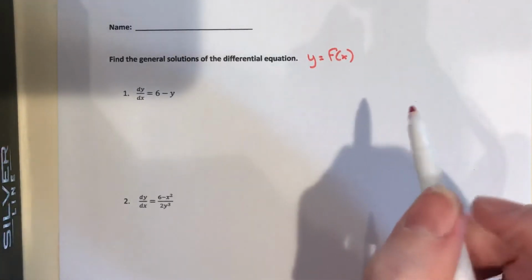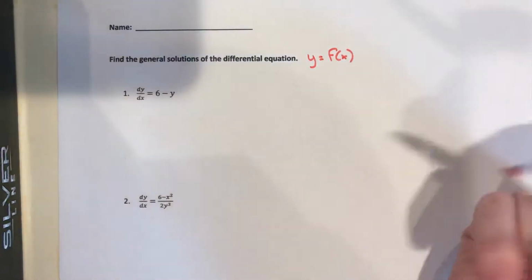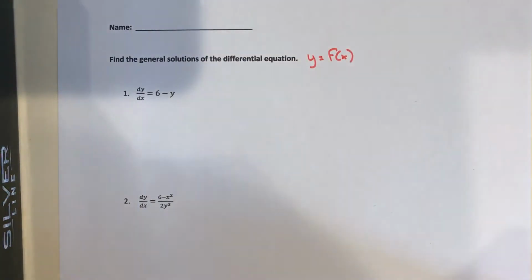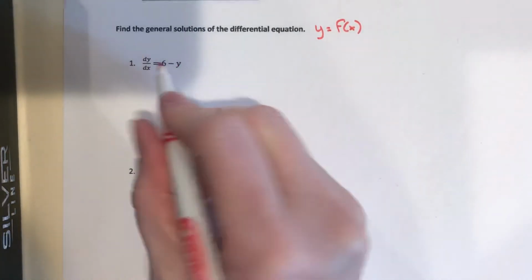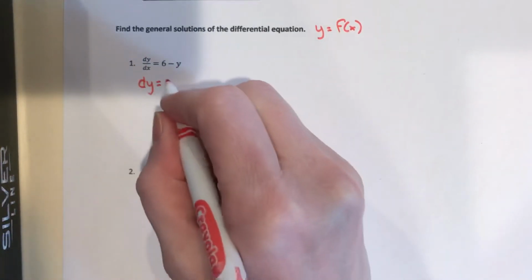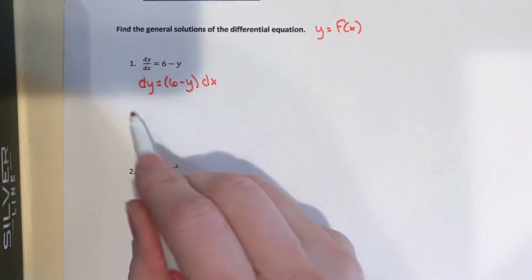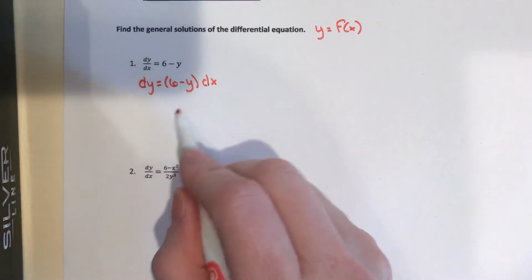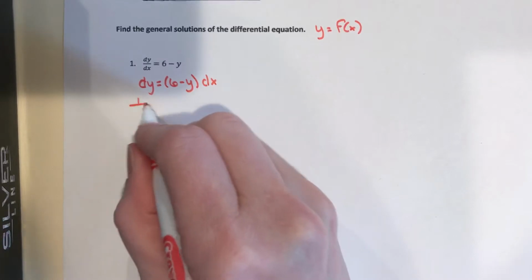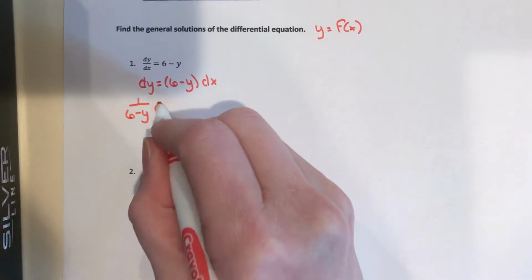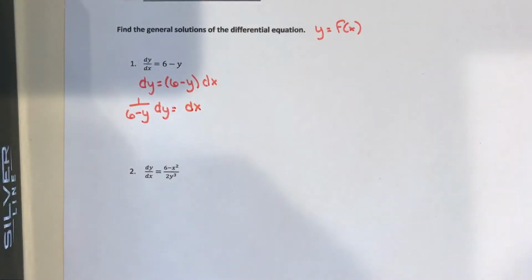I will, however, go over that just as a review so that if you have to do it on the AP exam, you've got a couple extra practice problems. So first thing we're going to do is cross multiply as usual. That gives me 6 minus y dx. Now I'm going to move this y over to the other side so I can separate my variables. So I'm going to divide it over. That gives me 1 over 6 minus y dy equals dx is the only thing left.